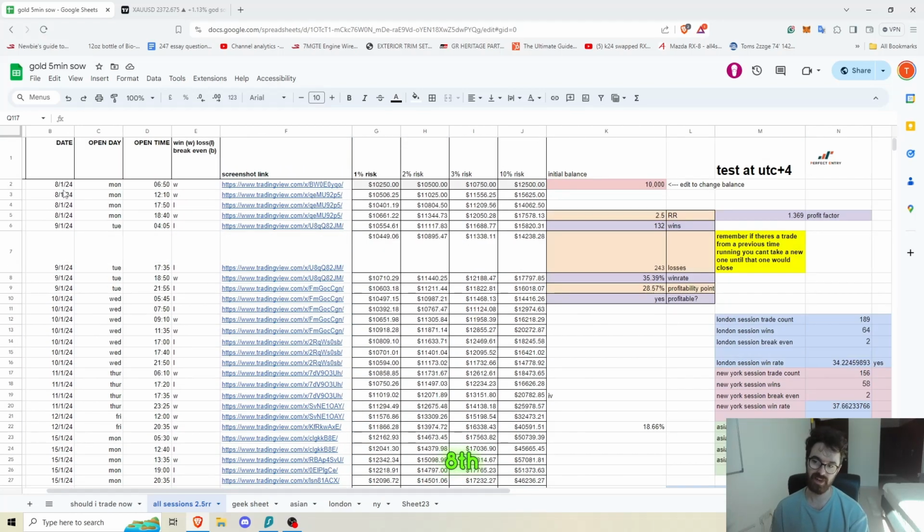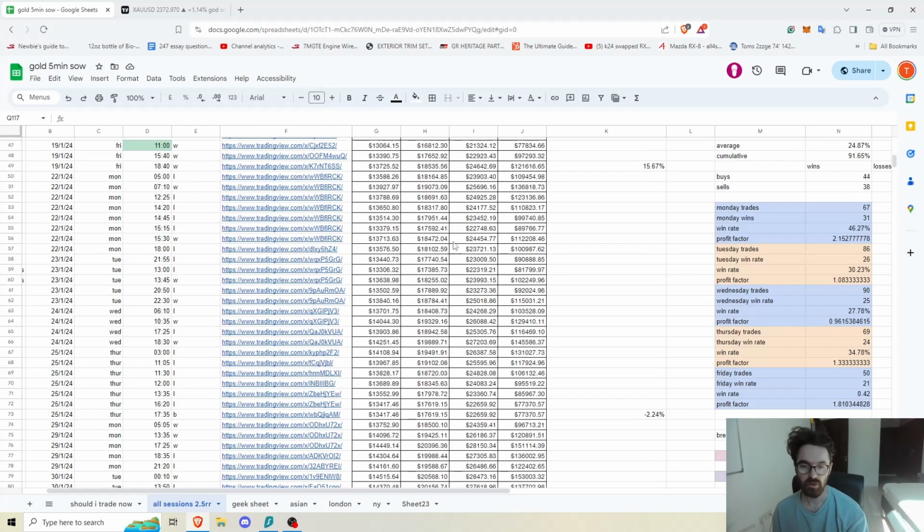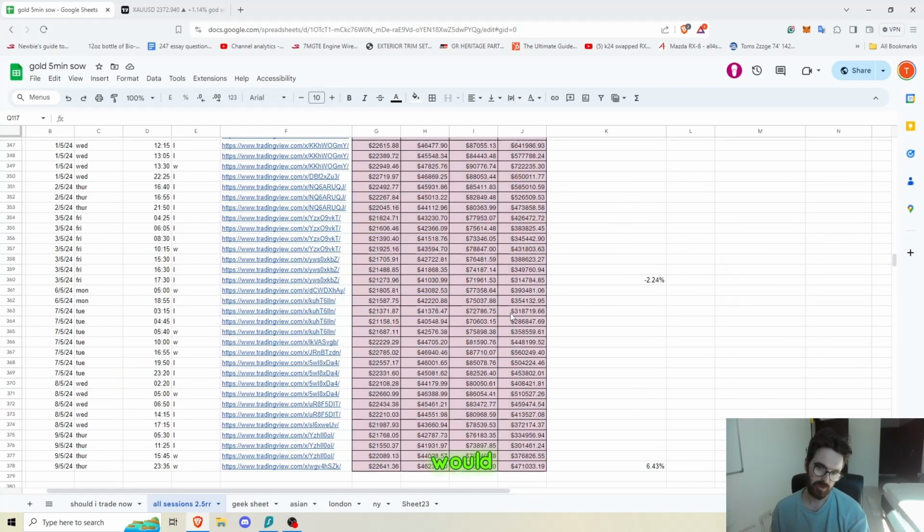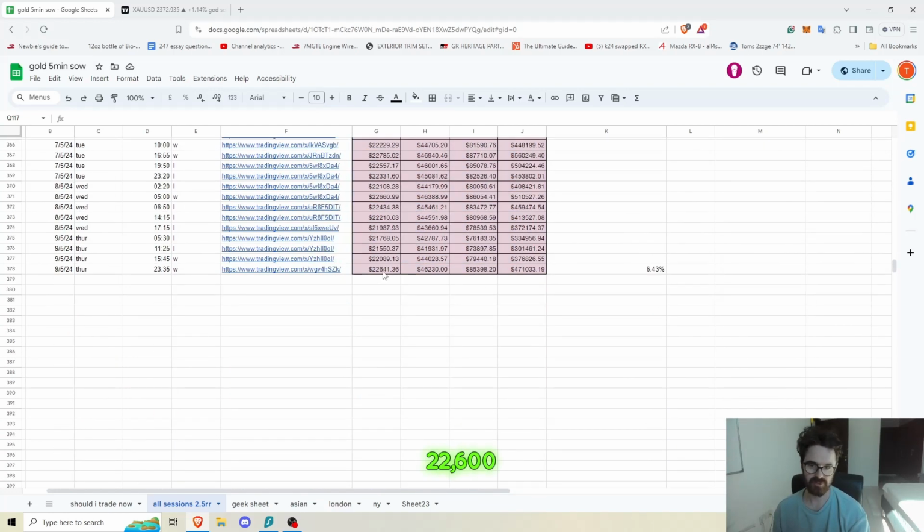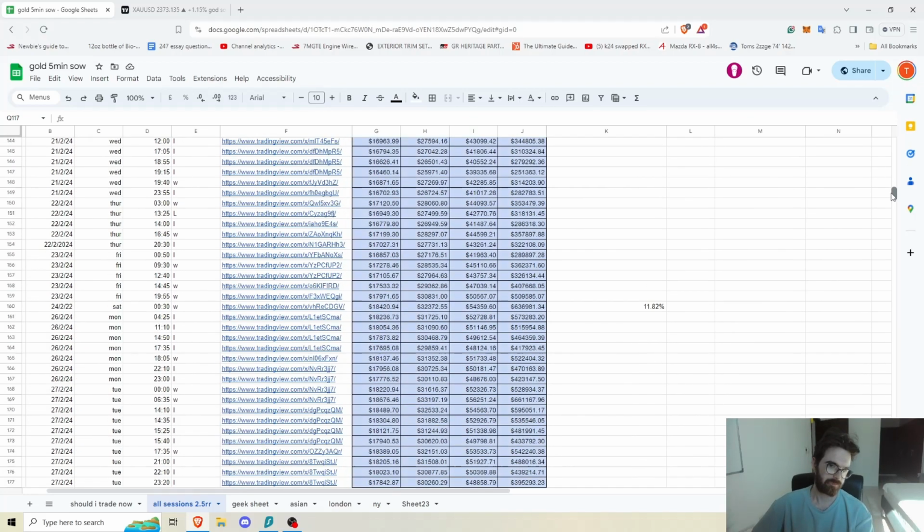You can see that from the 8th of January this year, we started with an initial of 10,000. And if you were to have followed every single trade it has given, which isn't optimal by the way, and I will show you why, then currently you would be at 22,600 if you're on 1% risk per trade, or you'd be at 471,000 if you're at 10% risk per trade.